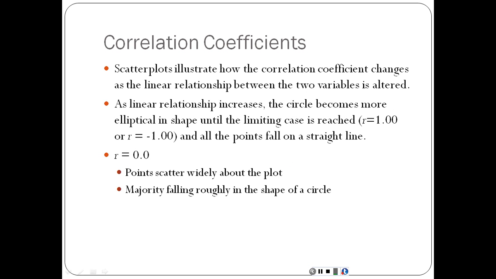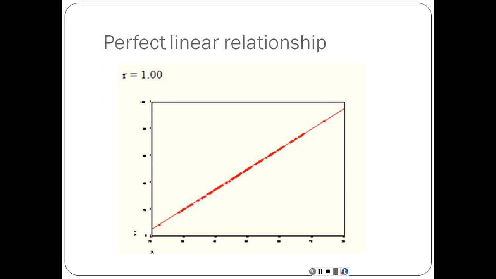If we are examining to see if two variables have a linear relationship, we want them to fall on a straight line as much as possible. We want them to have a strong relationship. So let's look at a few examples.